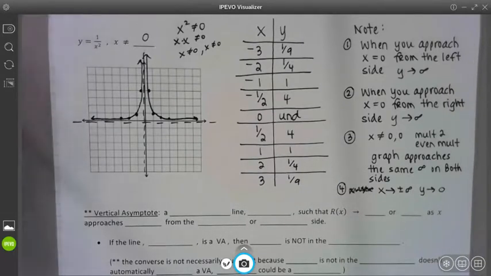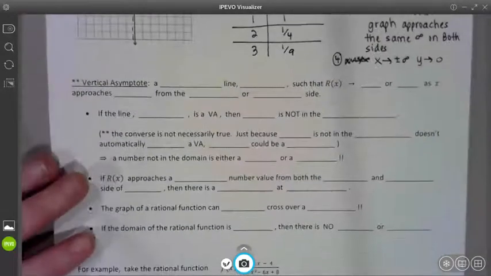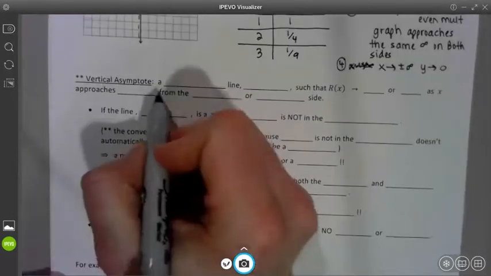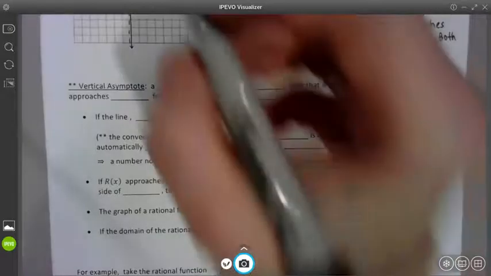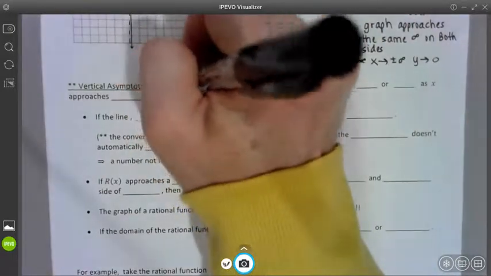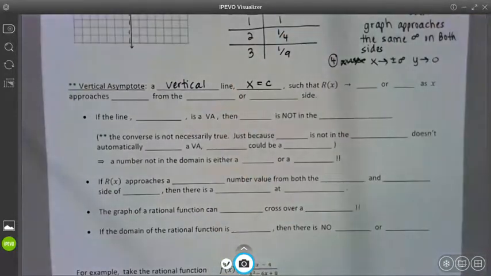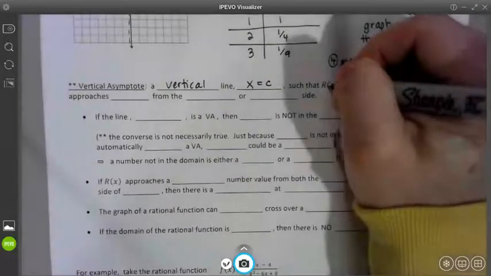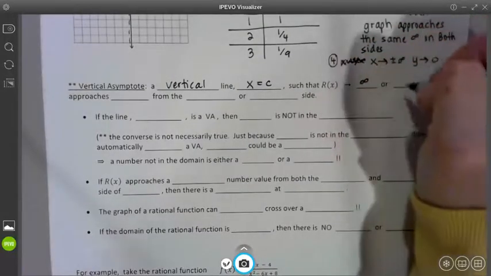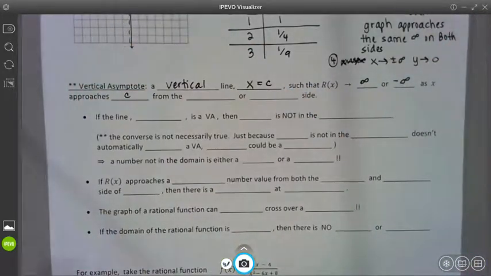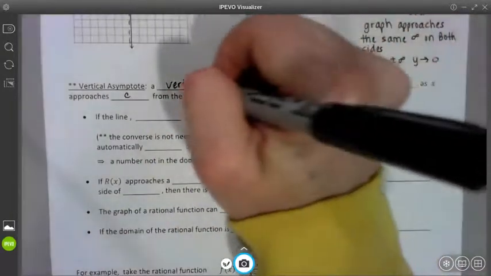Now we're getting into the basic definitions of what it means to be a vertical asymptote, what it means to be a hole, and your horizontal asymptote, okay? All right, so here we go. Vertical asymptote, right? This is the fancy schmancy definition: a vertical asymptote is a vertical line x equals some number c, such that r of x, the function itself, the y value, goes to infinity or negative infinity as x approaches that number c, that number that is not in the domain, from the left or right side.